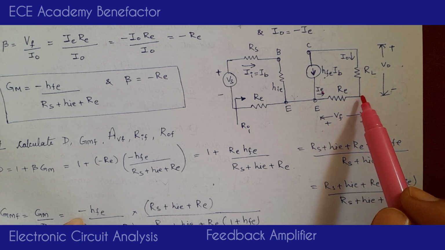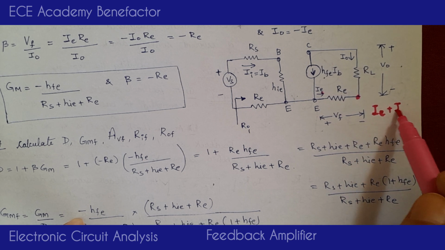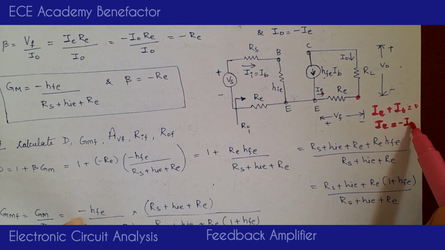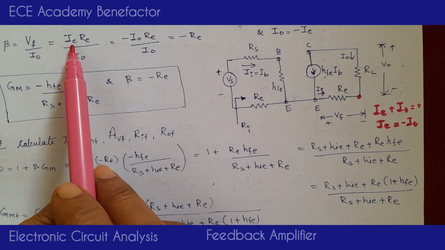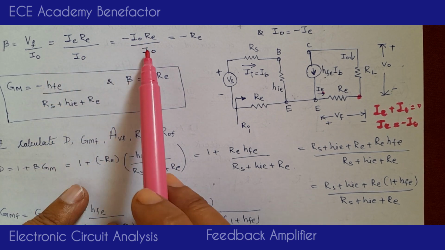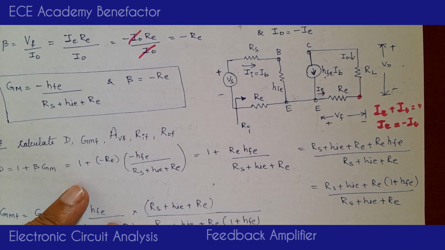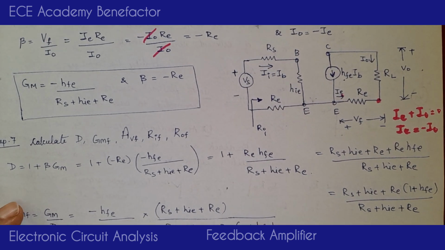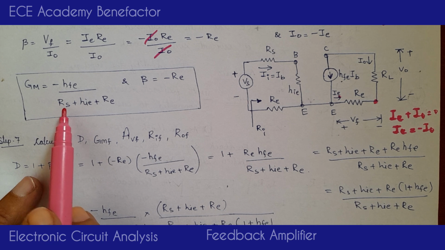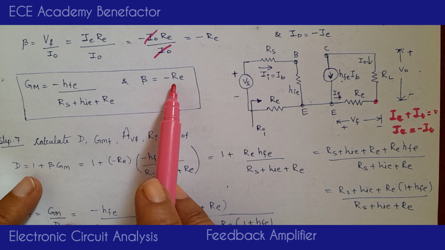If you apply the KCL here, what will happen? IE plus I0 is equal to 0. So IE will be equal to minus I0. So we have written IE is equal to minus I0 times of RE. So I0 gets cancelled, so beta is equal to minus RE. And we got the equation of GM. GM is equal to minus HFE by RS plus HIE plus RE. And beta is coming as minus RE.